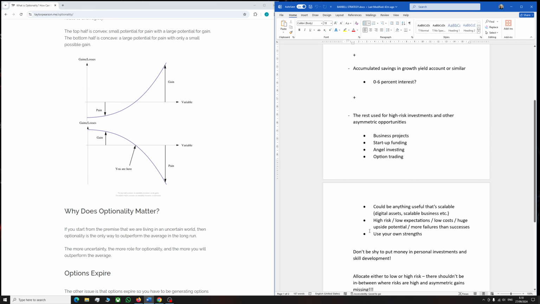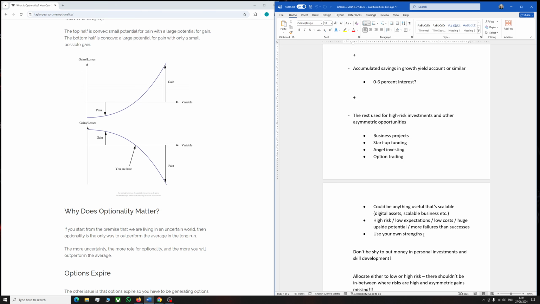So yeah, and you should always think about your own strengths. People have different strengths, and what we see as an option might be different for different people, and you should always increase the optionality most where you have the biggest strengths.